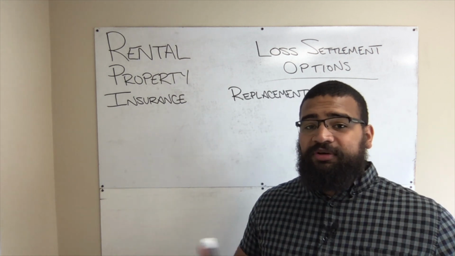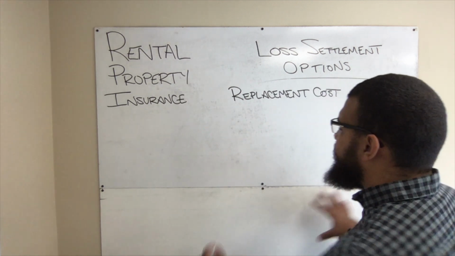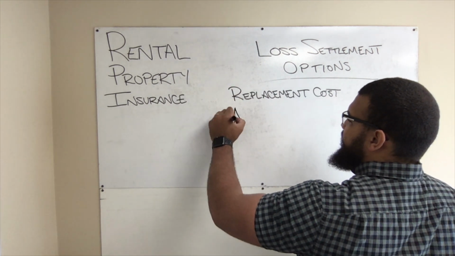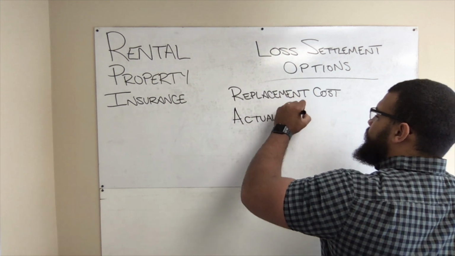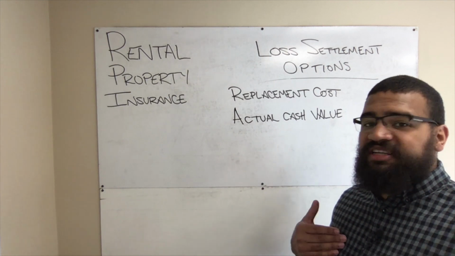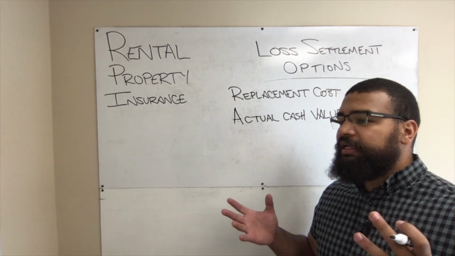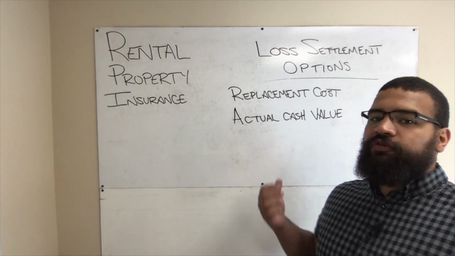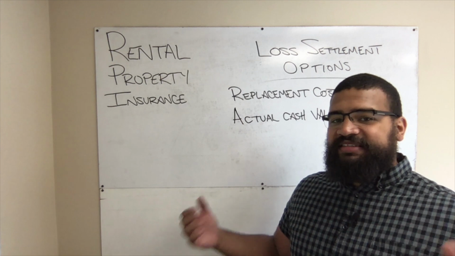Similarly, actual cash value is the second settlement option. Now, actual cash value also has nothing to do with how much you paid for the property or how much you think the property is worth. So a lot of investors, including myself, when you first hear actual cash value, you think, oh yeah, that sounds great, just insure it for $35,000 because that's how much I paid for it. Well, that's not exactly right.